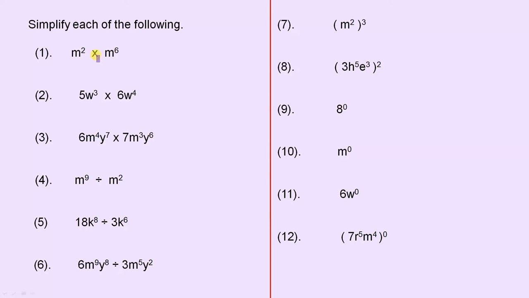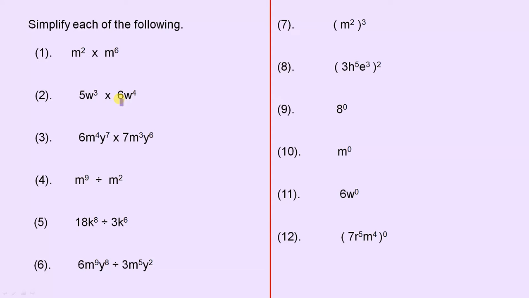We have m squared multiplied by m to the power of 6. The lesson tells us that if we are multiplying pronumerals together which are the same, we are allowed to add the indices as long as the pronumerals are the same. So that's the law which governs that one there.